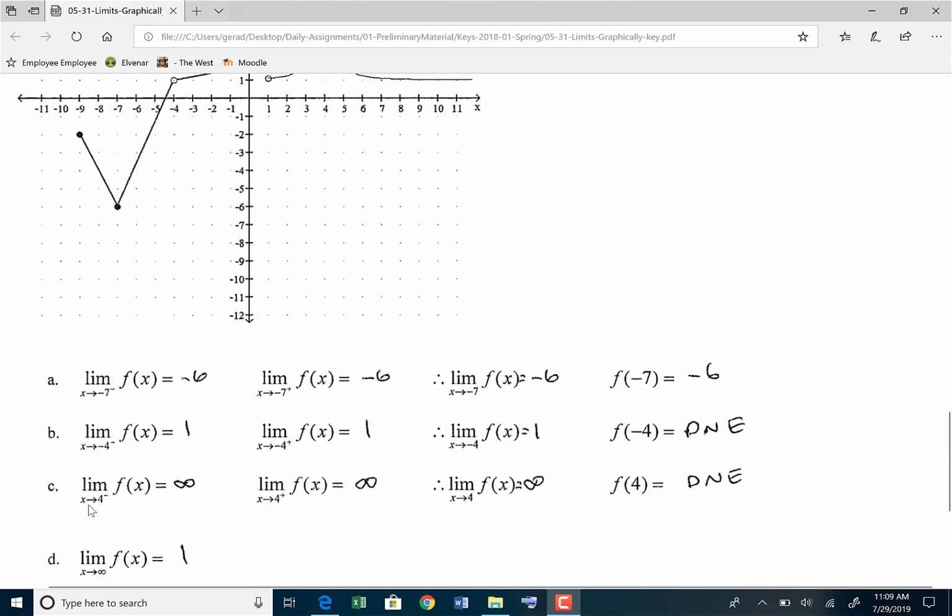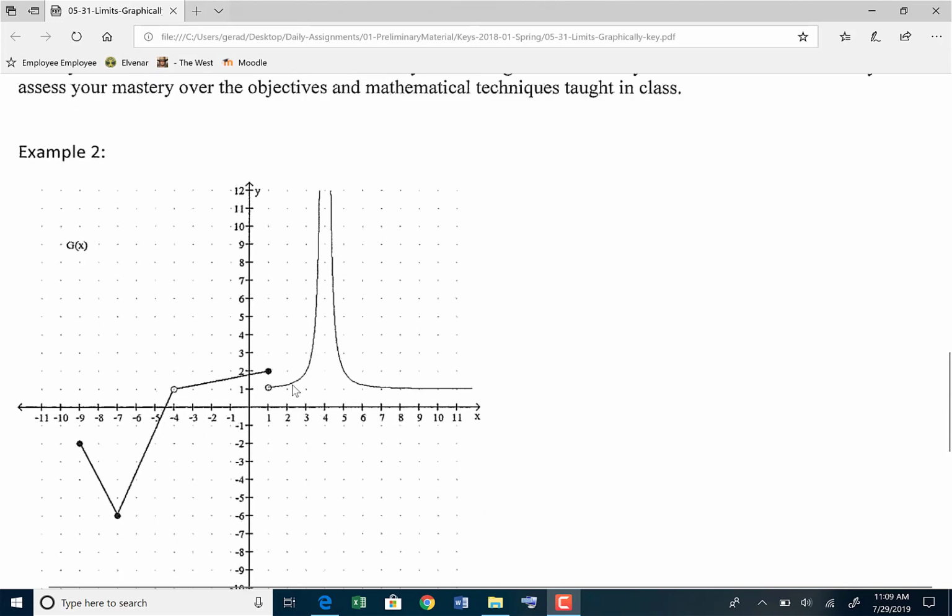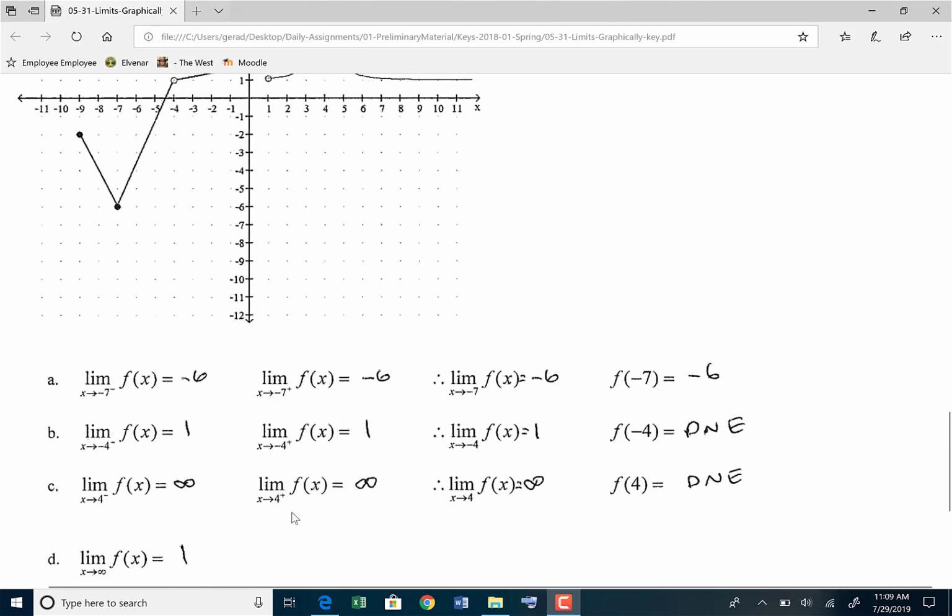And then the part C, we're going to 4. So let's look at that on the graph. 4 on the left, the graph goes straight up. 4 on the right, the graph goes straight up, which is infinity. So the limit on the left, infinity, the limit on the right, infinity, the limit at 4, infinity, but there's not a numerical y value that corresponds with that x value of 4.